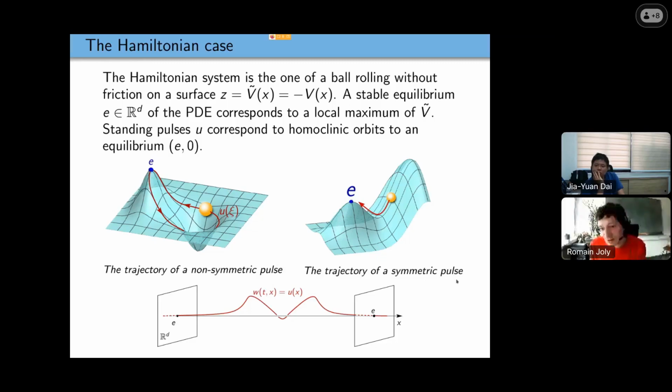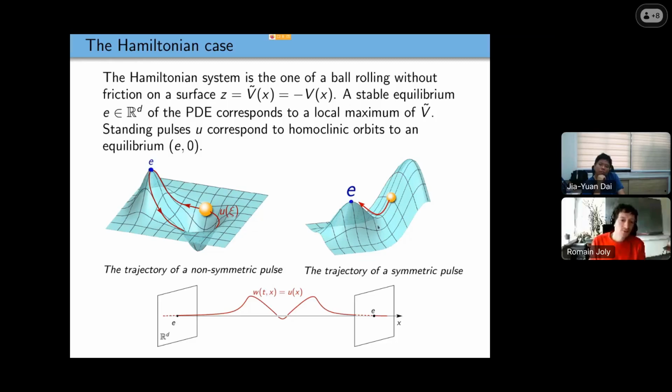Okay, and symmetric pulses are very particular. Actually, you can show that symmetric pulses see the same kind of behavior. You just push the ball, it starts to go down here, and then it's going up somewhere, and at some point the speed vanishes. And once the speed of your ball vanishes, by time reversibility of the ODE, the ball will come back again with exactly the same trajectory. So this will provide you symmetric pulses: the ball is rolling, then just stops, and then goes back to the equilibrium point.